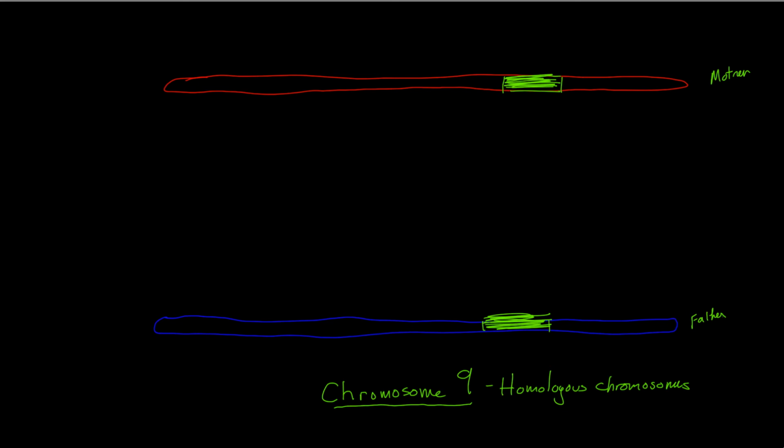So now we're going to talk about the terms homozygotic and heterozygotic, and locus, or loci in the plural, and what those mean for chromosomes. What I've drawn here are two separate chromosomes. These are homologous chromosomes for chromosome number 9.